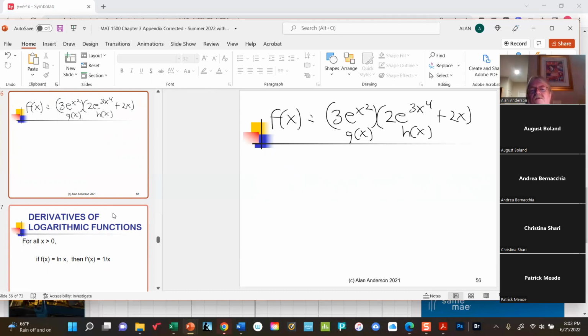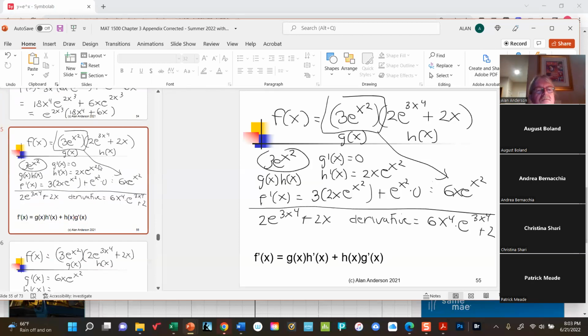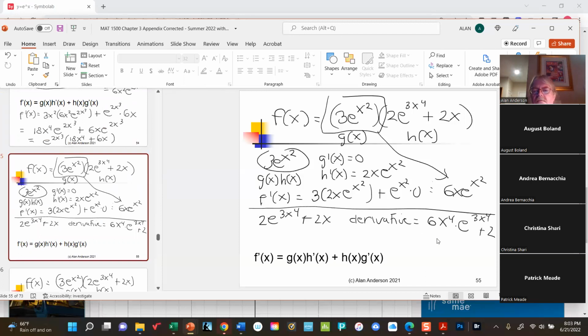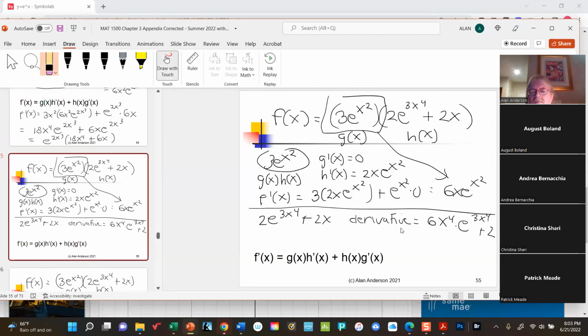so to apply the product rule here, we just got through showing that g prime of x is 6x e to the x squared, and h prime of x was... oh man, no, this is not right. Hold on. All right, let's give that one more shot.